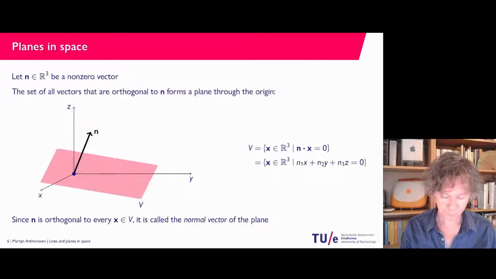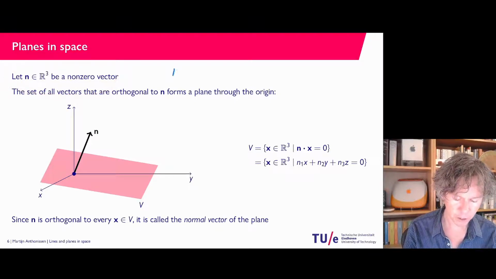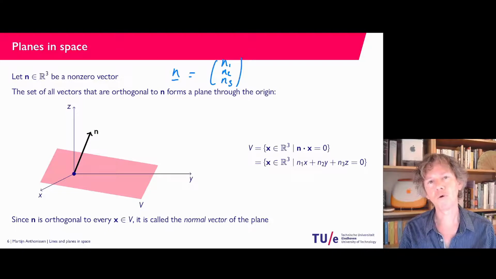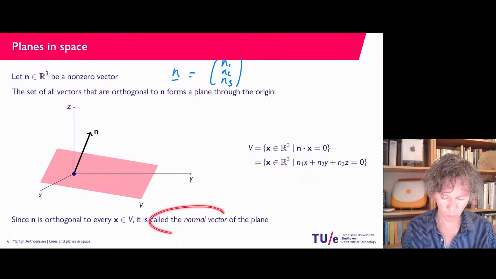So much for lines. Let's go to planes. To introduce the equation for a plane in three-dimensional space, let's pick a non-zero vector that I call n. Very often we will say that this vector n has three components, n1, n2, and n3. So here is such a vector. If you now look at all the vectors that are orthogonal to n, then that will be a plane, because if you look at this red plane here, then every single vector that you could draw in this plane is orthogonal to n. And for that reason, n is called a normal vector of the plane.